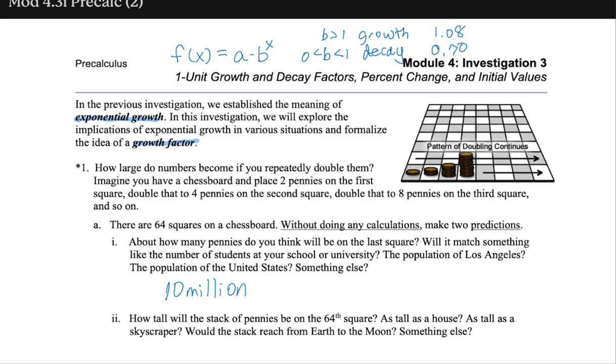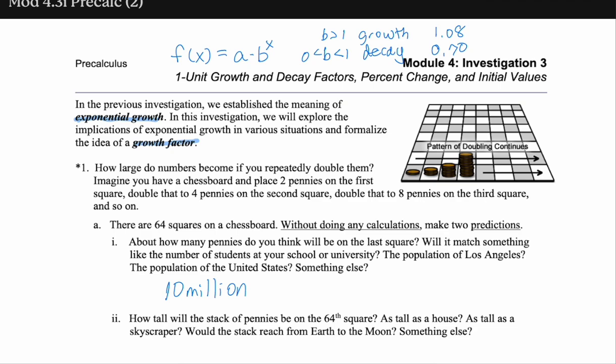And then it says, will it match something like the number of students at your school? Definitely not. I think it's definitely more than that, because we already have 16, 32, 64, 128, 256. Just by the time we hit the first row, we have 256. So it's definitely a lot more. I'd say probably somewhere in this row we would surpass the number of students in this school.